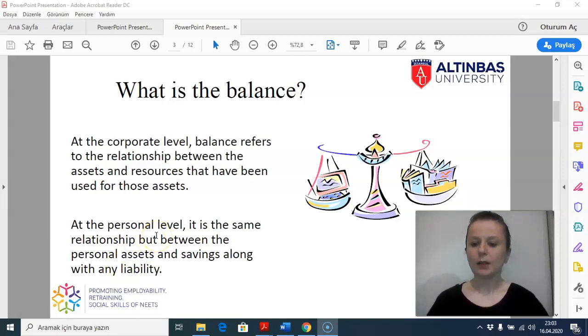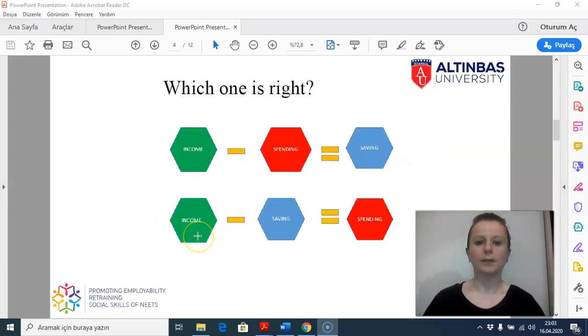So simply, the balance might be in any case. I mean, if you are using savings more to afford your assets, or if you are using liability. Then we are going to discuss this.